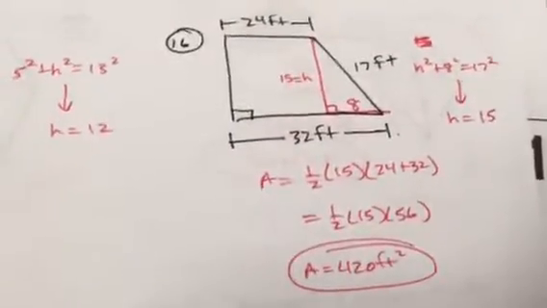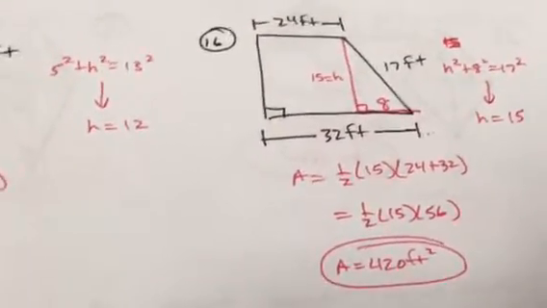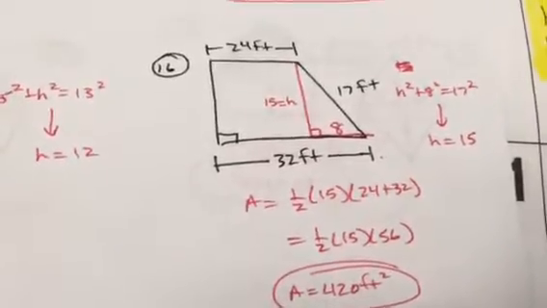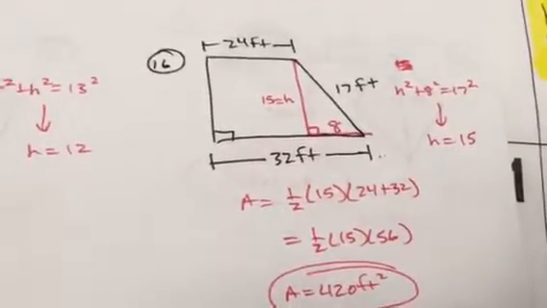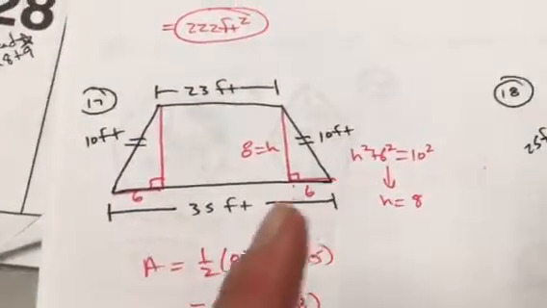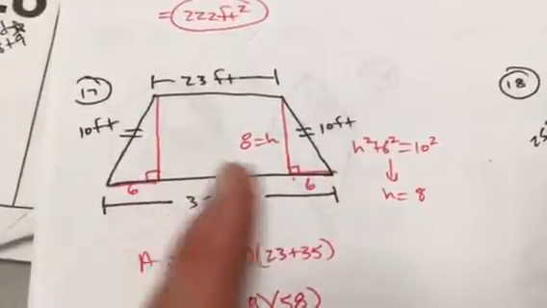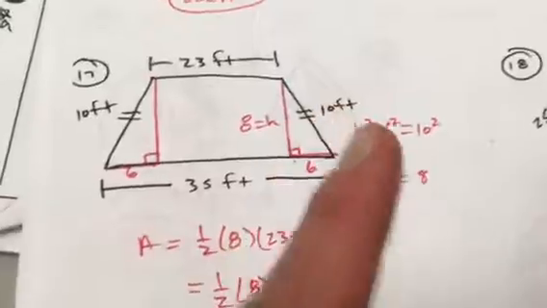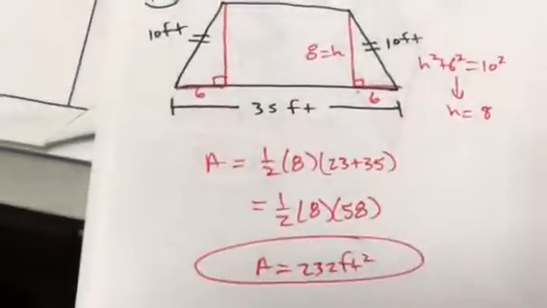On 16, again, pause this whenever. This video's got to be kind of quick. On 16, the height is 15. You do 32 minus 24. It's an 8, 15, 17 triangle. On 17, you're going to do 35 minus 23. That means this part is 12 bigger, which is split evenly between those two triangles. 6, 8, 10 when you do the Pythagorean theorem. So the height is 8.